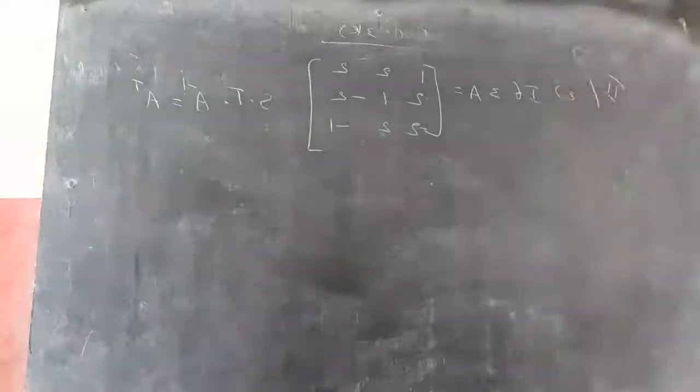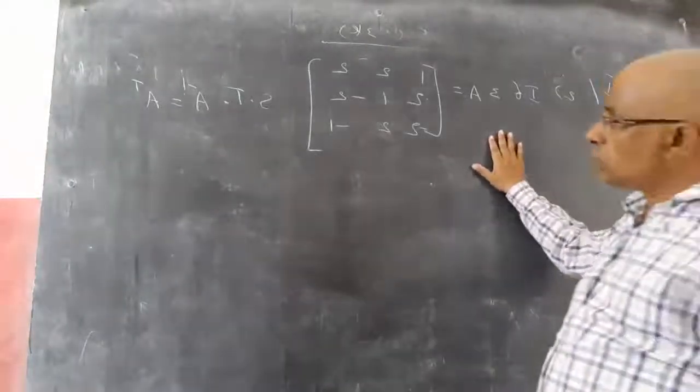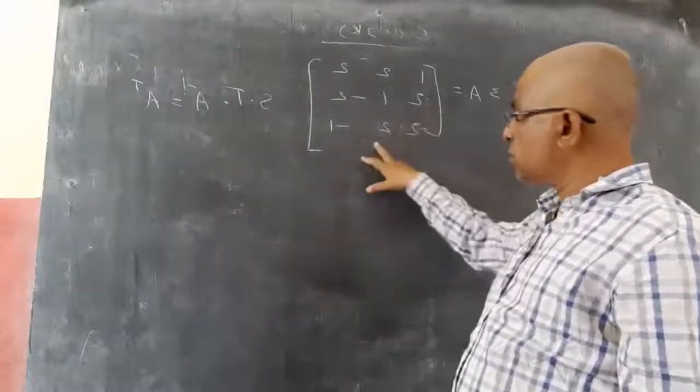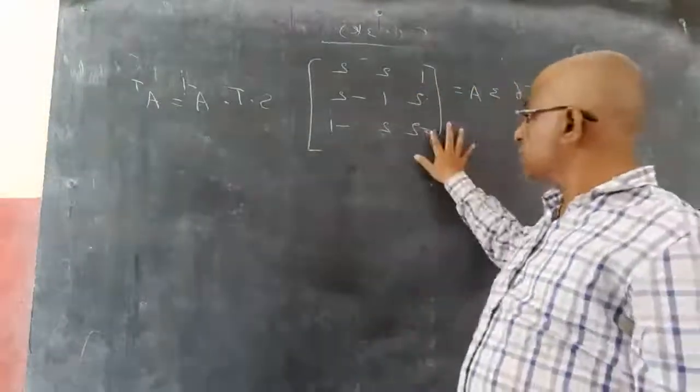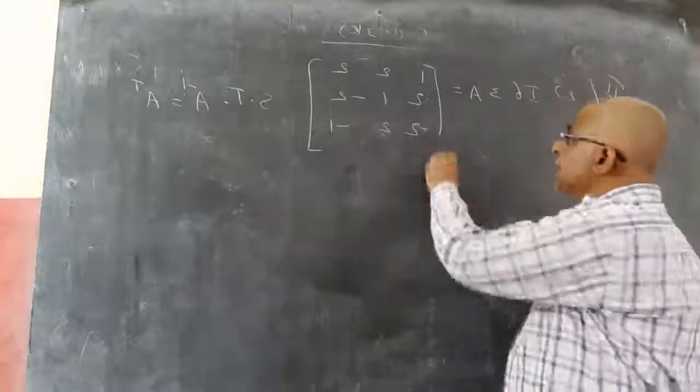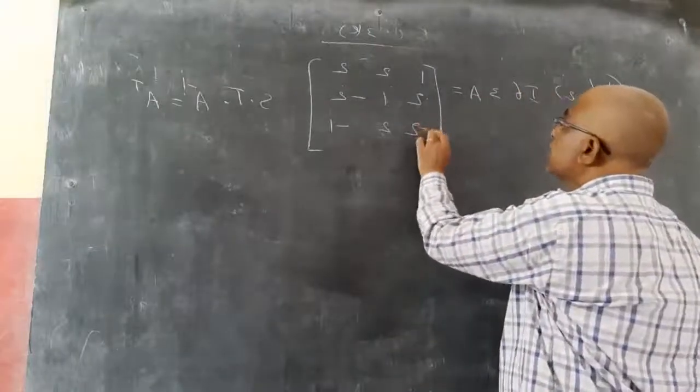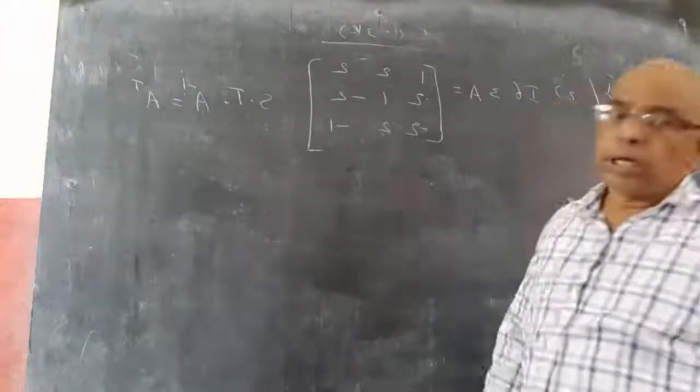Next one. If 3A equal to [1, 2, 2; 2, 1, -2; -2, 2, -1], then show that A inverse equal to A transpose.